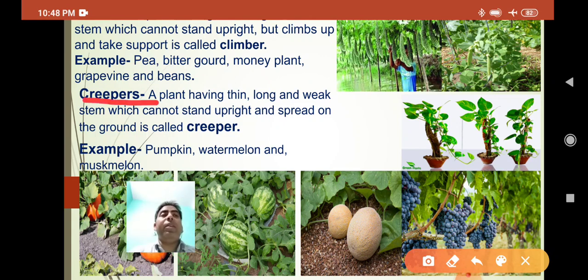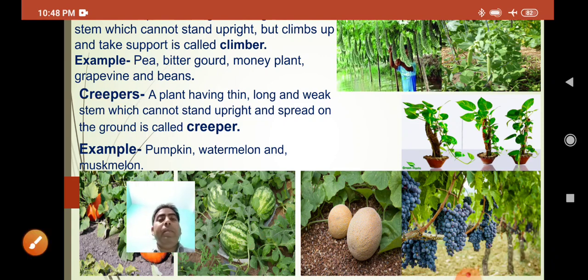Now come to the creepers. What are creepers? A plant having a thin, long, weak stem which cannot stand upright and spreads on the ground. You are also seeing in some places that some plants do not even climb. They just crawl on the ground, they move on the ground, they stay on the ground, and they have a weak stem that cannot stand erect on its own. The plants are watermelon and pumpkin.